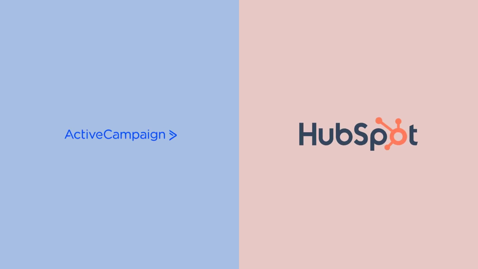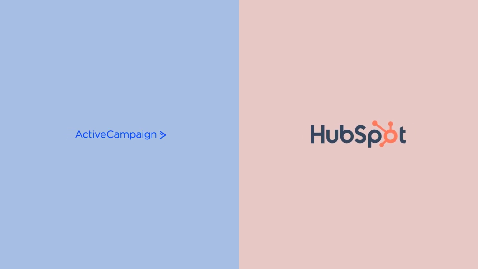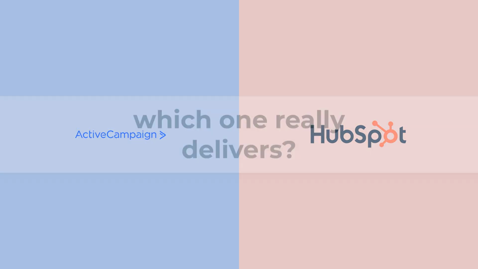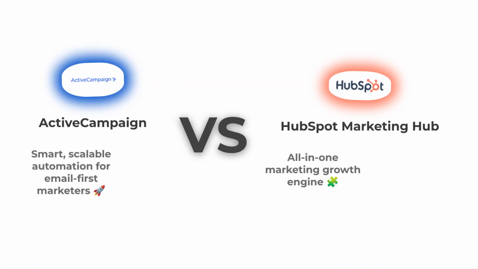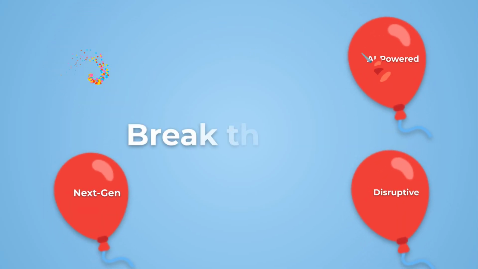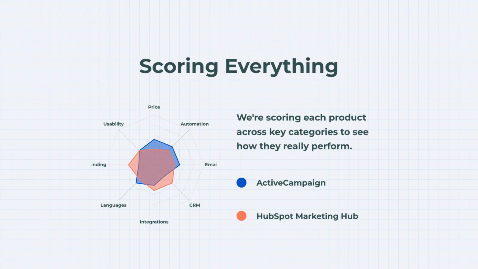Email automation, growth engines, and two giants battle for your next campaign, ActiveCampaign or HubSpot Marketing Hub. Which one really delivers? On the left, ActiveCampaign, smart, scalable automation for email-first marketers. On the right, HubSpot Marketing Hub, the all-in-one marketing growth engine. Let's skip the buzzwords and get to the real stuff. Each category earns points, and at the end, you'll see exactly who comes out on top. The result might not be what you expect.